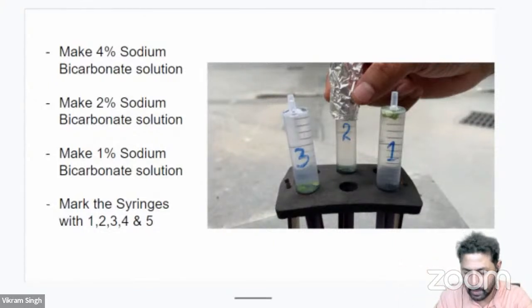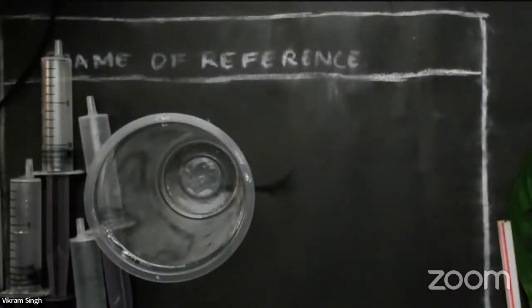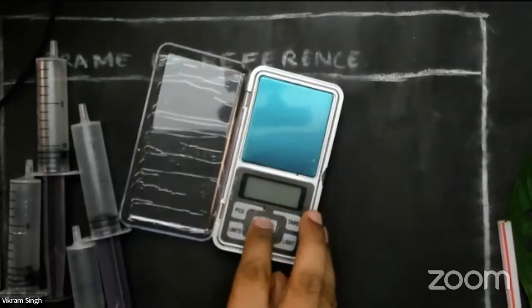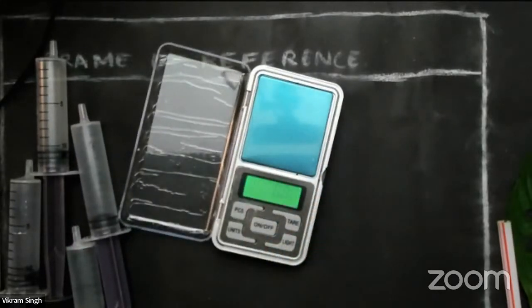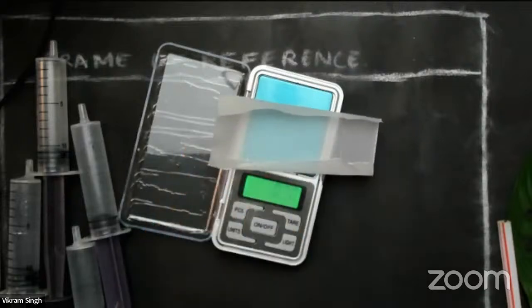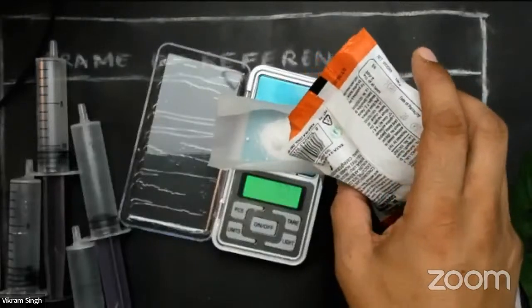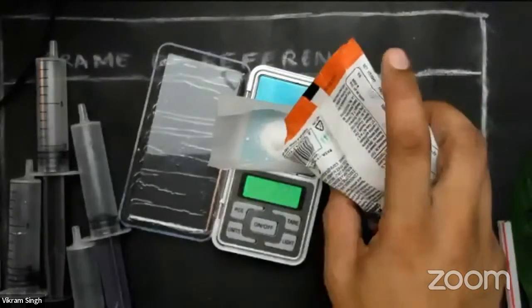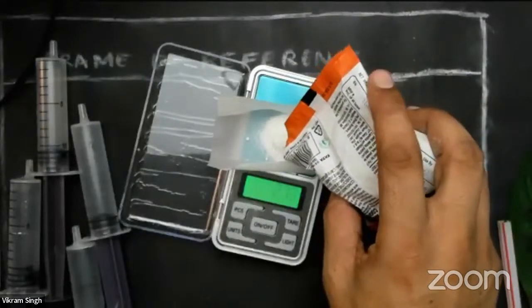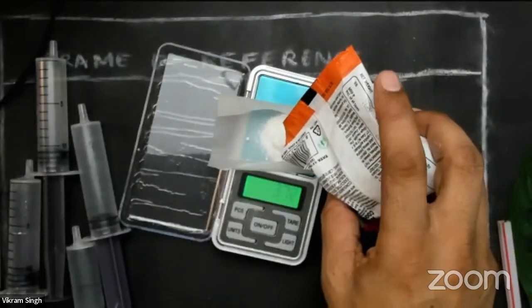How will we make it? In the last session, we measured the sodium bicarbonate. So I will put 4 gram of sodium bicarbonate. And if you don't have a small weighing machine, don't worry. I can tell you approximately how much is 4%.